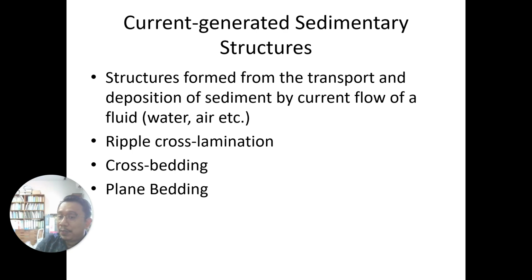Because of that current interacting with the bed of sediment, you can again get lots of different kinds of sedimentary structures. These are current generated sedimentary structures formed from the transport and deposition of sediment by current flow of a fluid, water or air, and so on. So you can get things like ripple cross lamination, cross bedding, plane bedding. Let's have a look at these kinds of sedimentary structures.